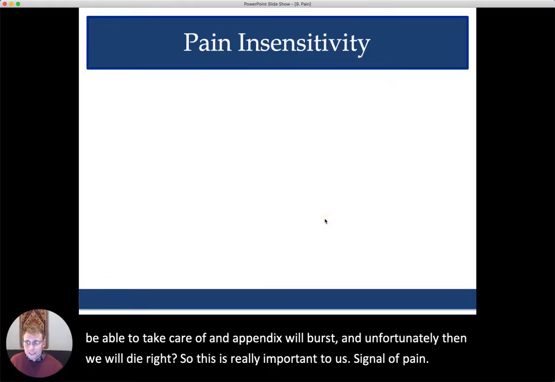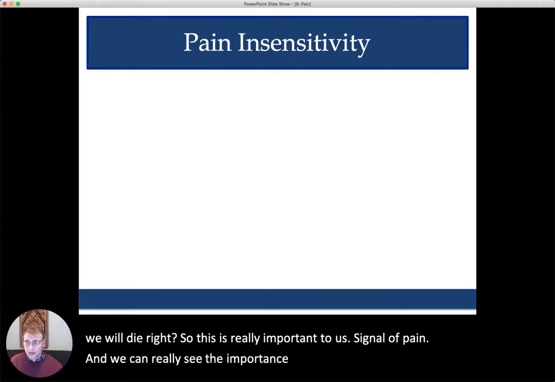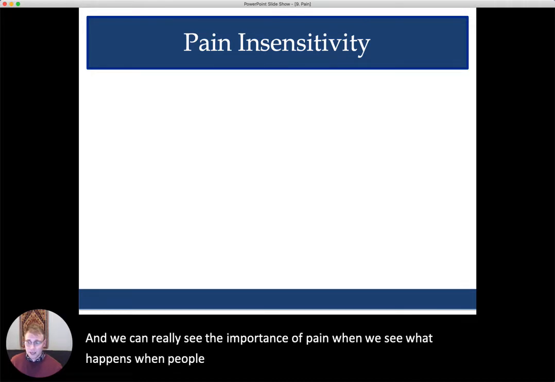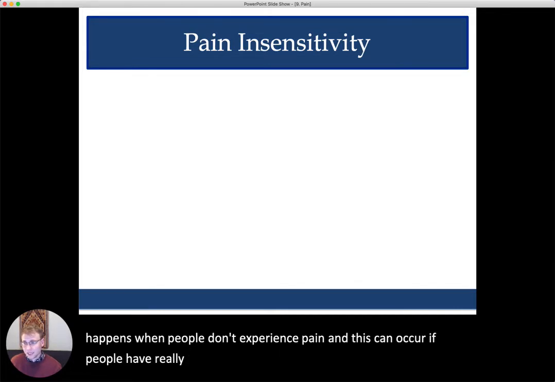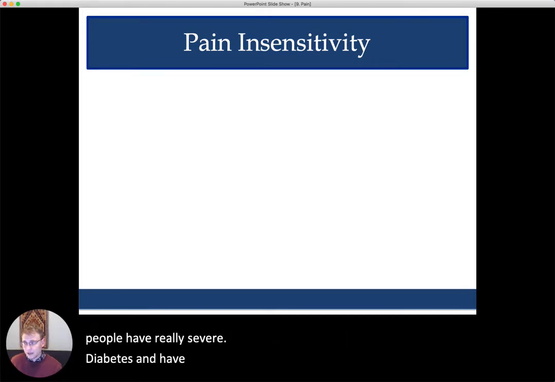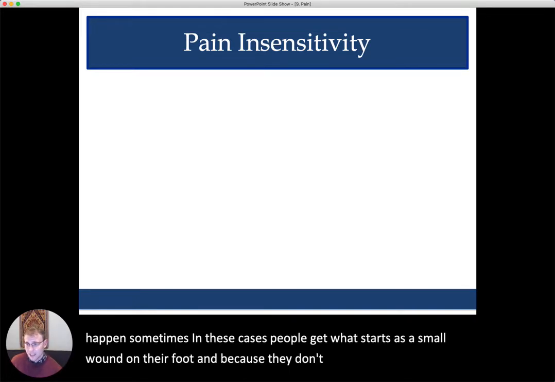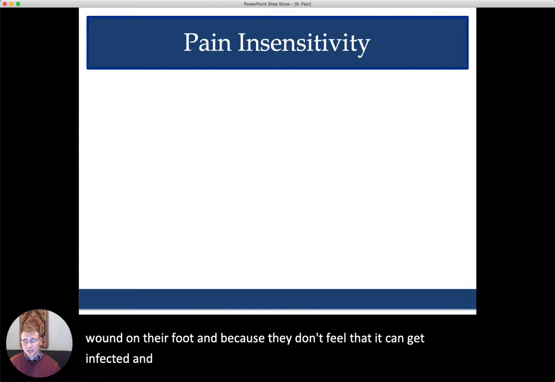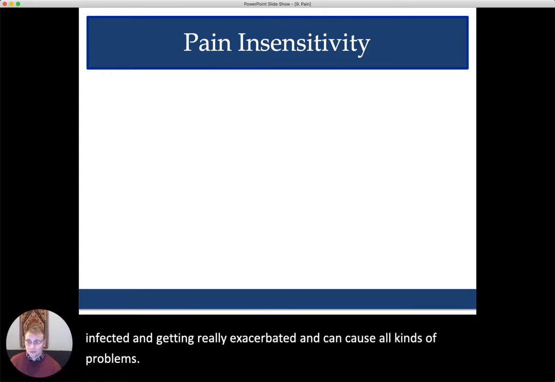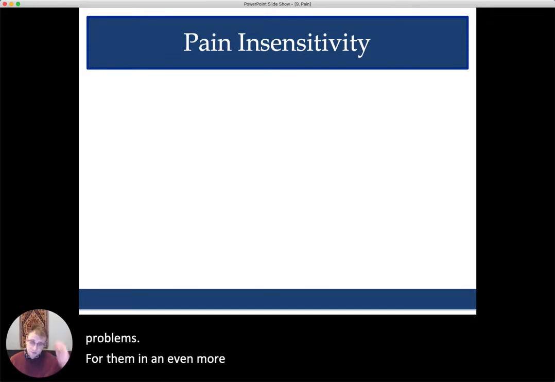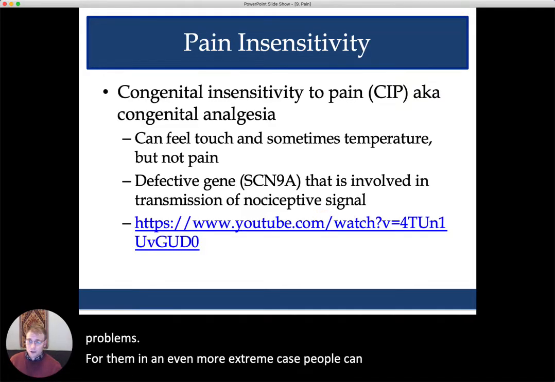And you can really see the importance of pain when we see what happens when people don't experience pain. And this can occur if people have really severe diabetes and have nerve damage that results from that. And what can happen sometimes in these cases is people get what starts as a small wound on their foot, and because they don't feel that, it can get infected and get really exacerbated and can cause all kinds of problems for them.